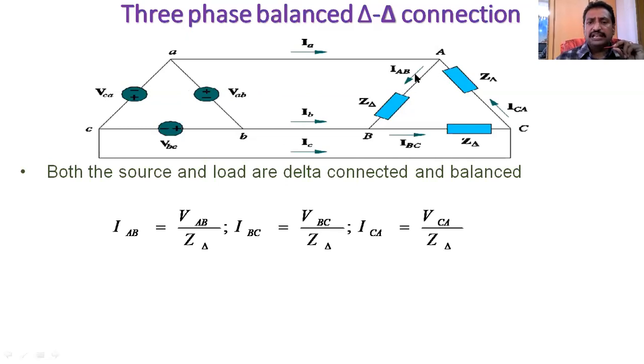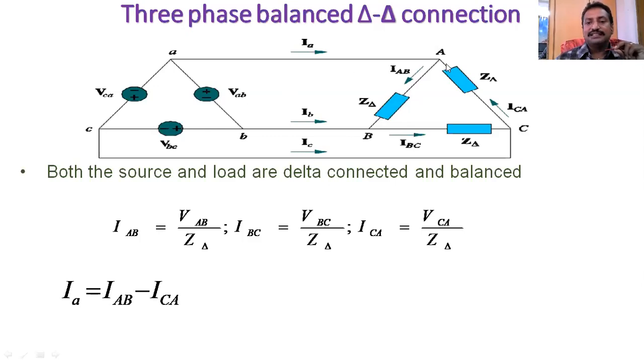Now we want to calculate the current flowing through the phases. On the load side, phase current is equal to phase voltage divided by impedance. Therefore, IAB is VAB by Z delta. Similarly, IBC is equal to VBC by Z delta, and ICA is equal to VCA by Z delta. Now we want to calculate the line currents through A, B, and C.